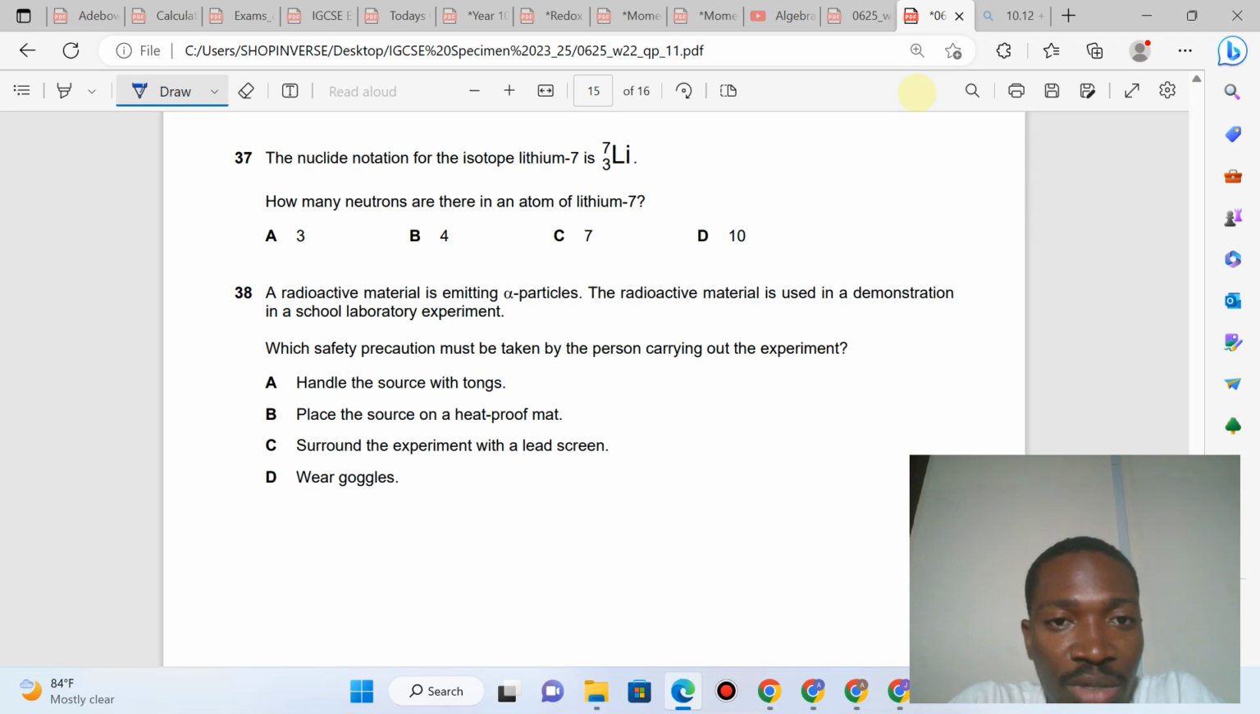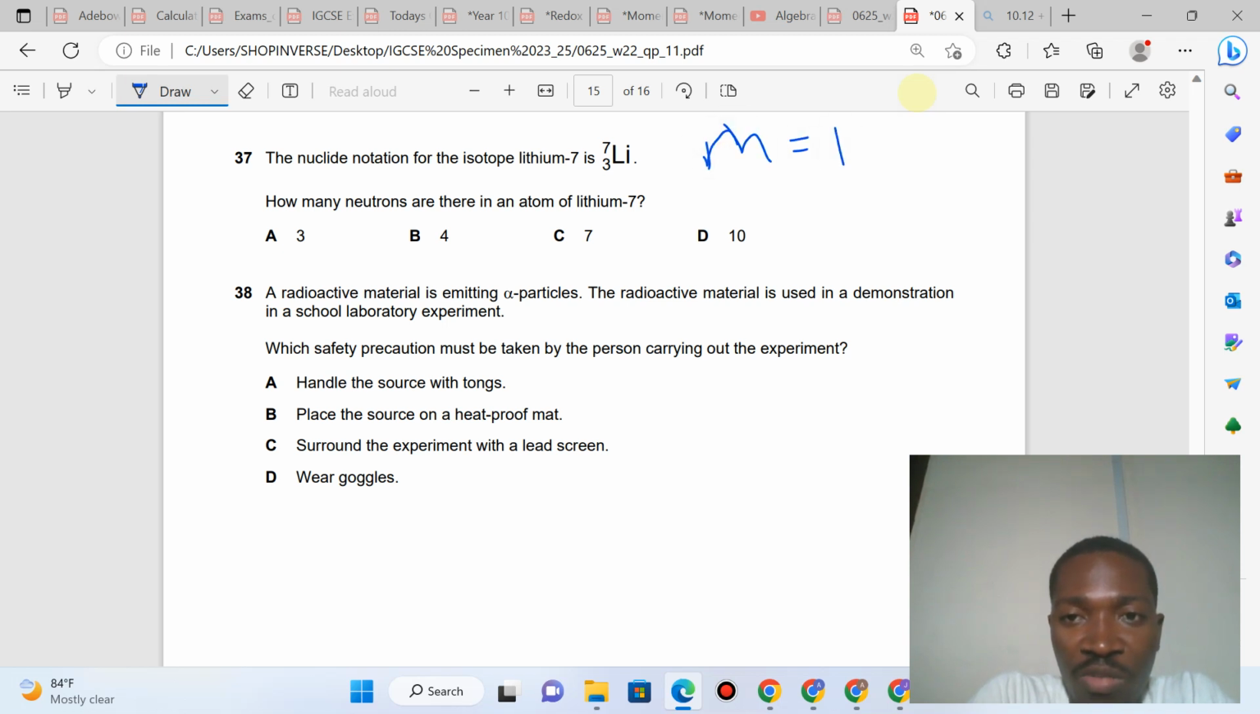The nuclide notation for the isotope lithium-7 is shown. So we have lithium-7, 3. How many neutrons are there in an atom of lithium-7? The mass number of an atom is the number of protons plus the number of neutrons. This shows that the number of protons is the atomic number. The atomic number is 3, that means there are 3 protons. So if there are 3 protons, how many neutrons do you think there will be?